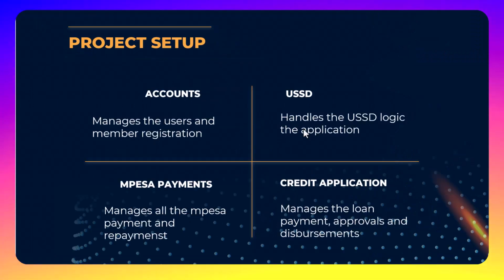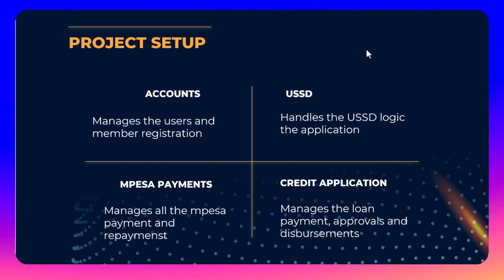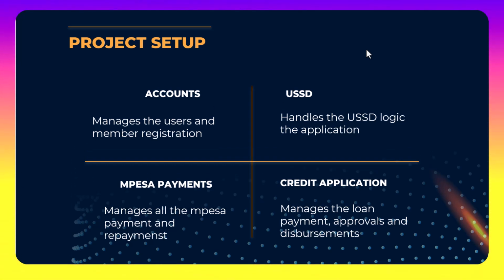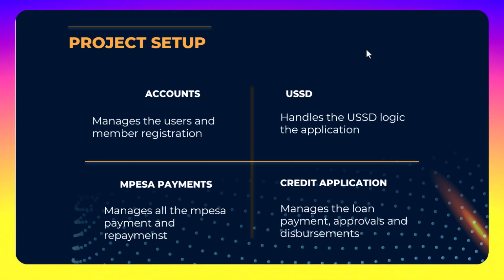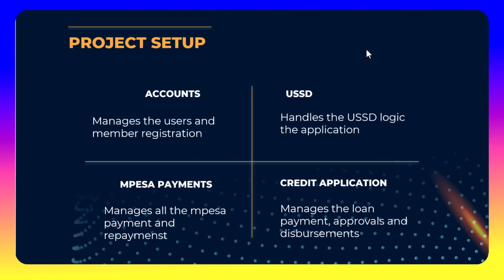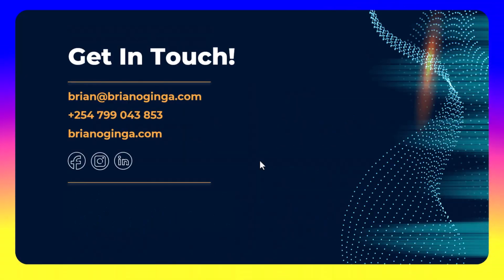And now for the project setup, we are going to have four main core applications. The first one is the accounts app, which will manage the users' accounts and the member registration. Then we also have the USSD application that will handle the USSD logic. The M-Pesa payments app will manage all the M-Pesa payments and repayments. And finally we have the loan application app, which will manage the loan applications, approval and disbursement. So now that we have an overview of the project structure and the system design, let's go ahead and set up Heroku for our application.